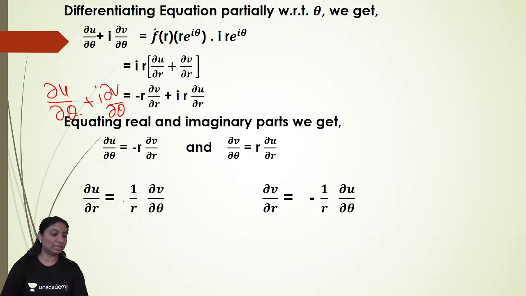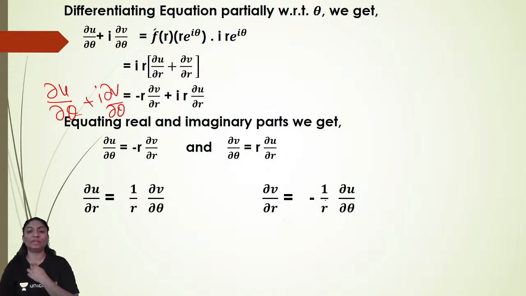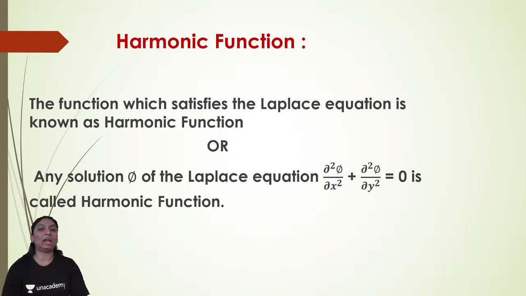Now ∂u/∂r is equal to 1 upon r into ∂v/∂θ, and ∂v/∂r is equal to minus 1 upon r into ∂u/∂θ. Now, what do you mean by harmonic functions? The function which satisfies the Laplace equation is known as a harmonic function. Any solution phi of the Laplace equation ∂²phi/∂x² plus ∂²phi/∂y² is equal to 0 is called a harmonic function.